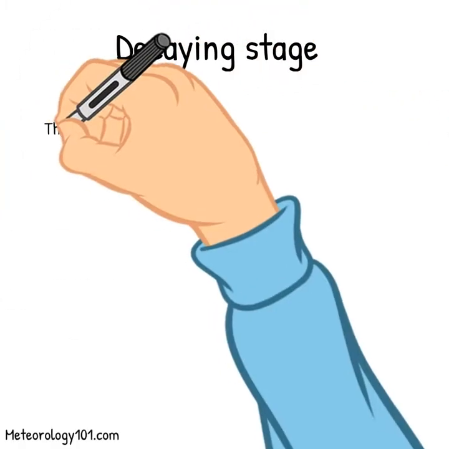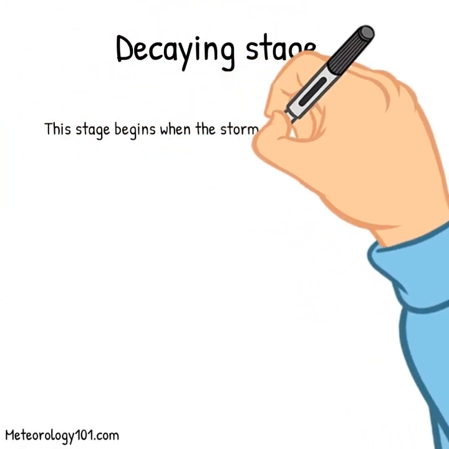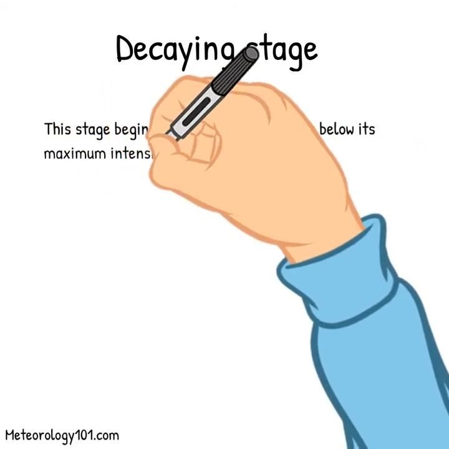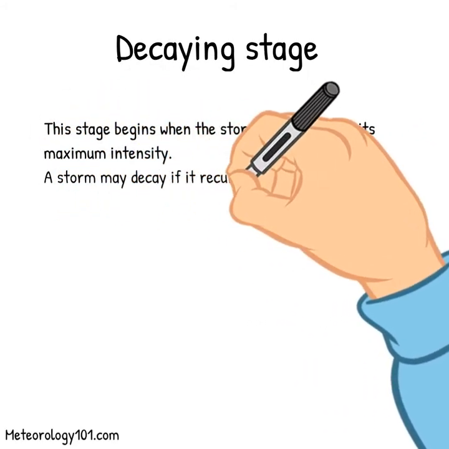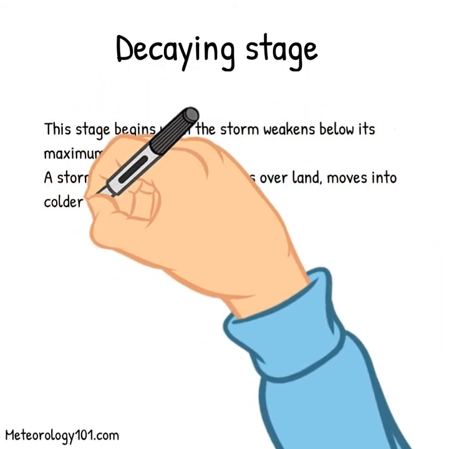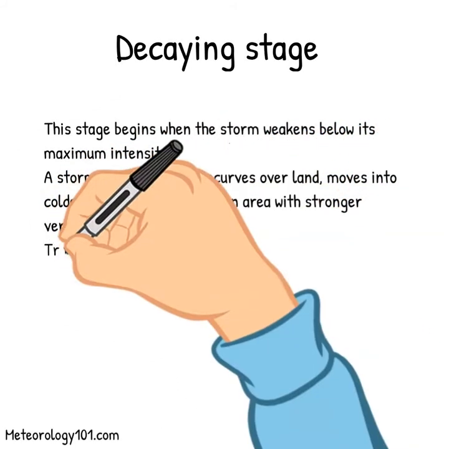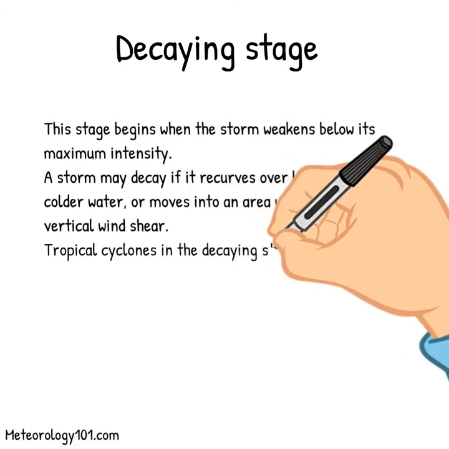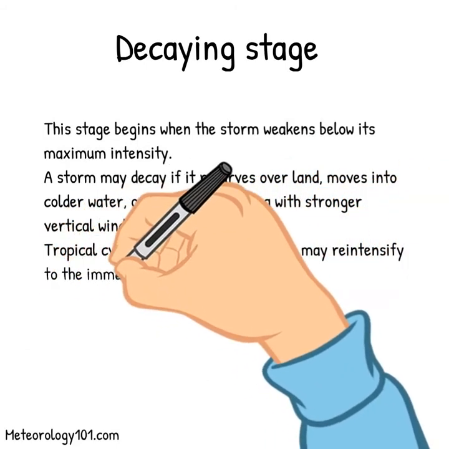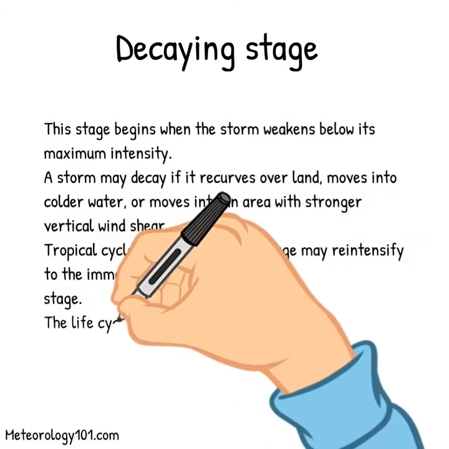The decaying stage. This stage begins when the storm weakens below its maximum intensity. A storm may decay if it recurves over land, moves into colder water, or moves into an area with stronger vertical wind shear. Tropical cyclones in the decaying stage may re-intensify to the immature or mature stage.